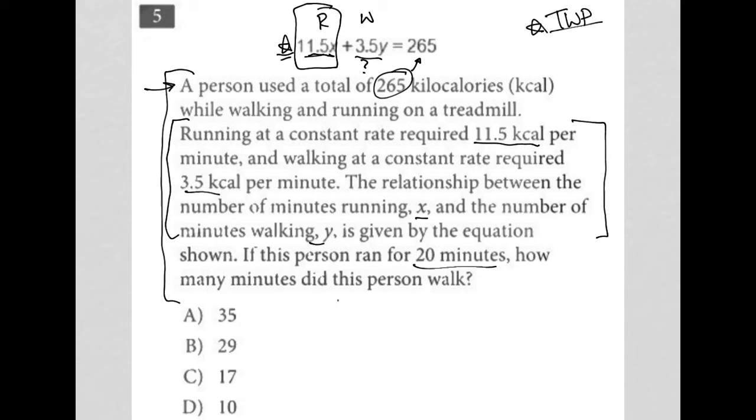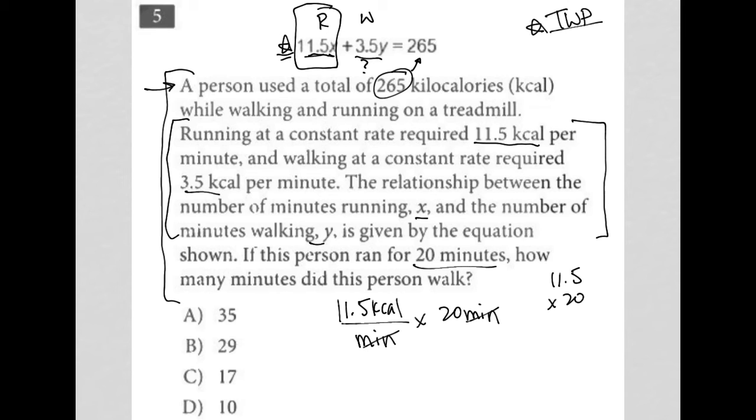So if we have 11.5 kilocalories per minute, and we know that there were 20 minutes, I can multiply by 20 minutes so that my minutes unit can cross out. I can then multiply 11.5 times 20. So I'm going to do that.